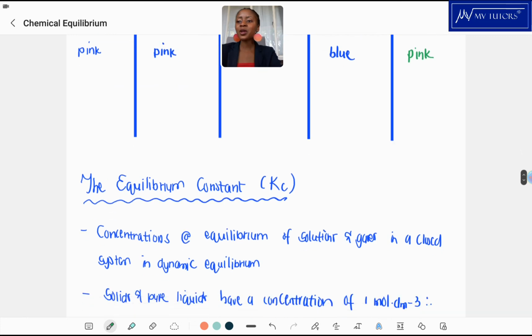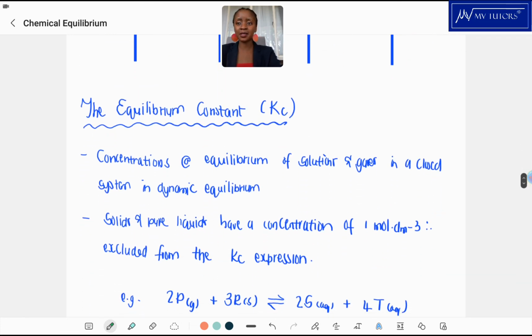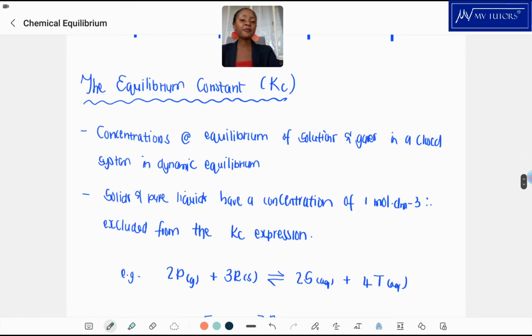All right, and now we're going to come to the equilibrium constant. We have made a video on the equilibrium constant, so we've done an example there. My husband did it, so I'm not going to do an example here, but I'll just cover the basic theory.